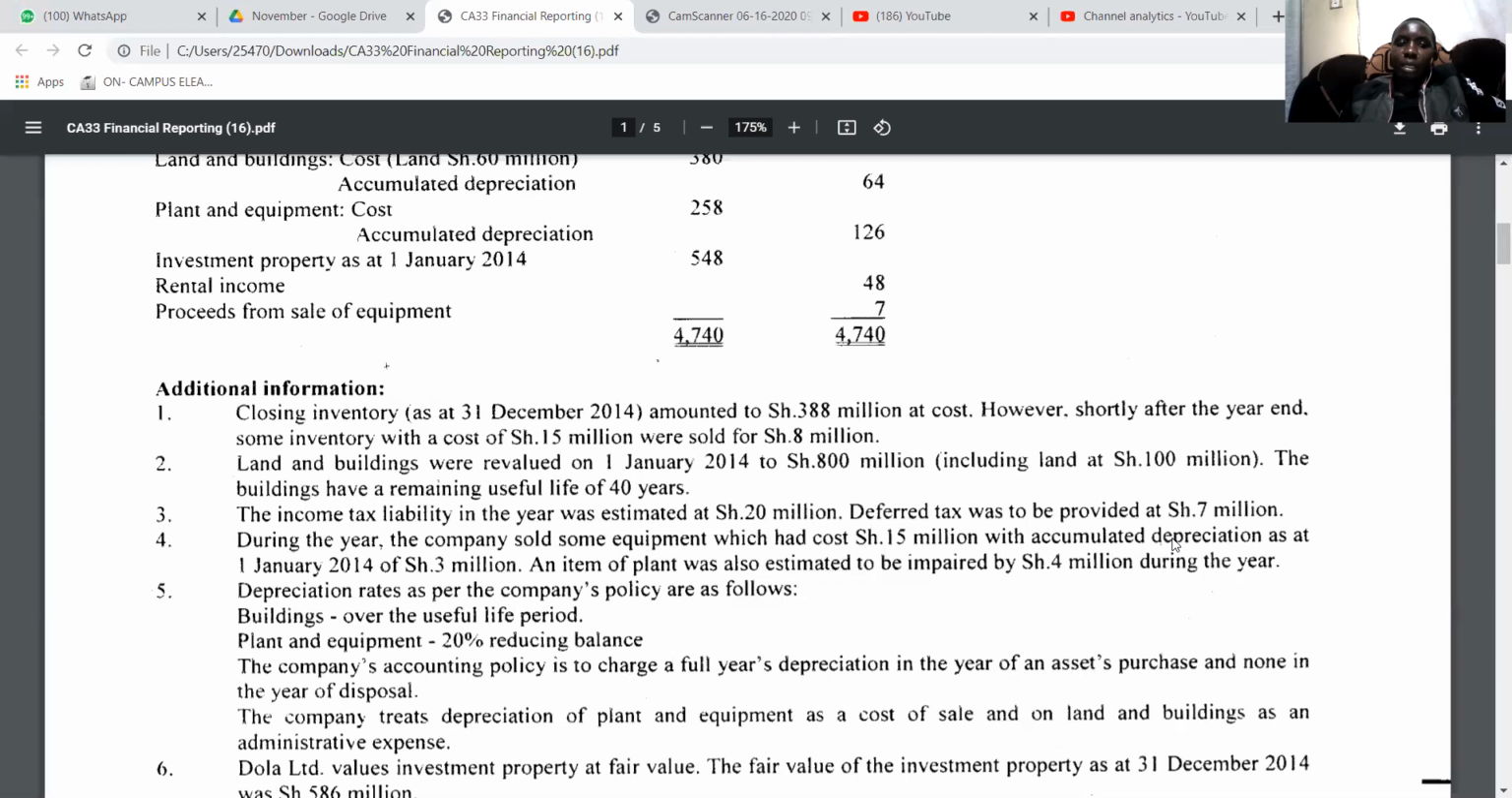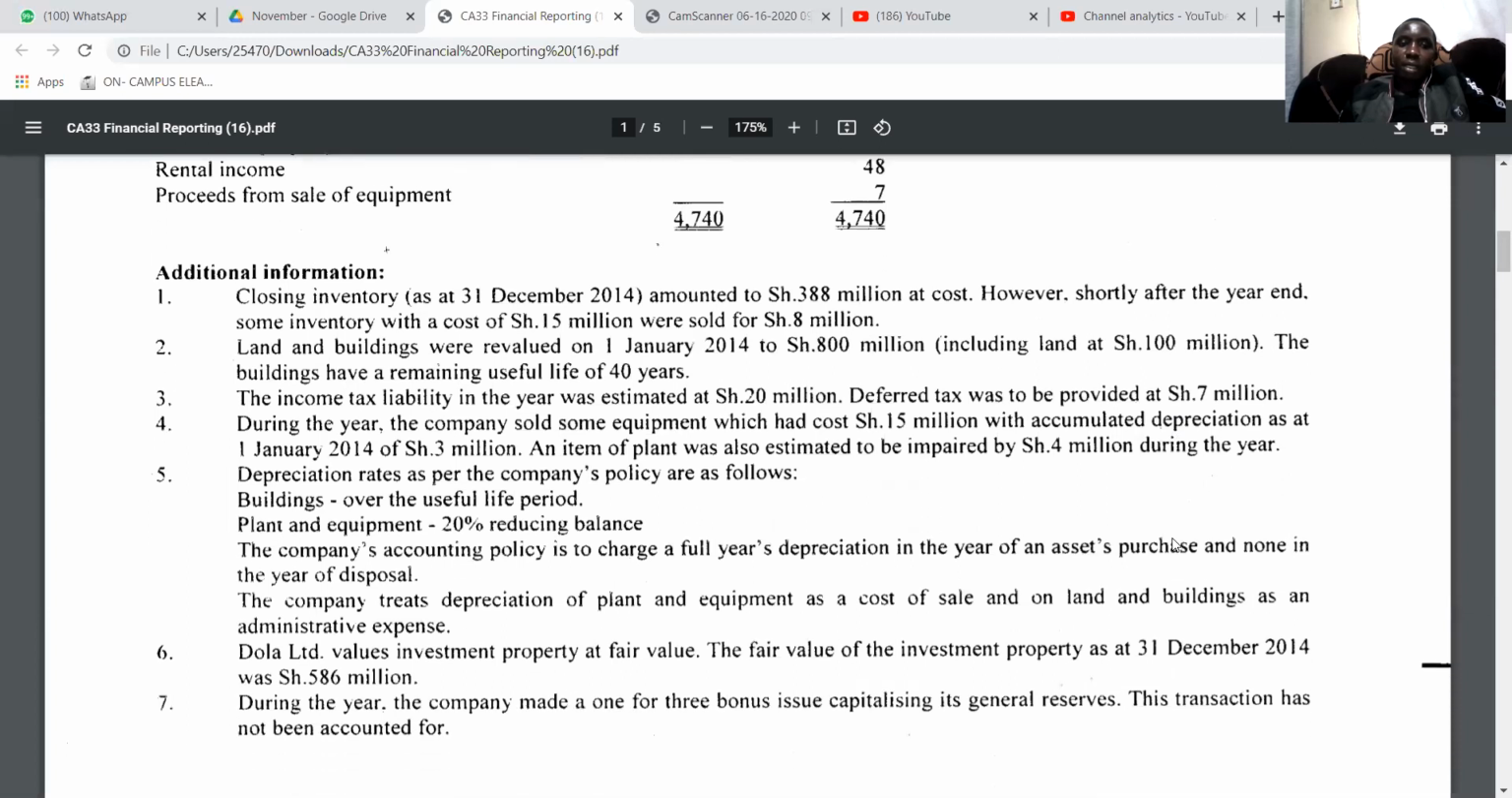So what we will be doing here, remember that you are told that there was some equipment which was sold. When an asset is sold, we have to check, did the organization get a gain or a loss? Then after that, there's depreciation, note 5, of building over the useful life, then plant and equipment using the reducing balance method. Then after that, they were saying that the company's accounting policy is to charge a full year's depreciation in the year of an asset purchase and none in the year of disposal. There's no problem on that.